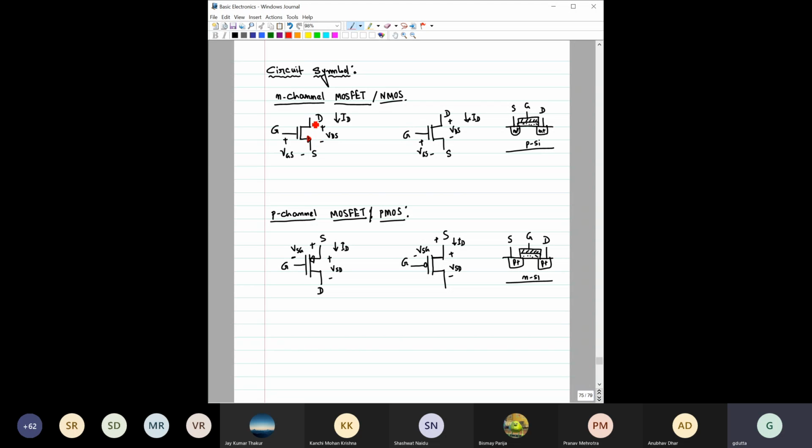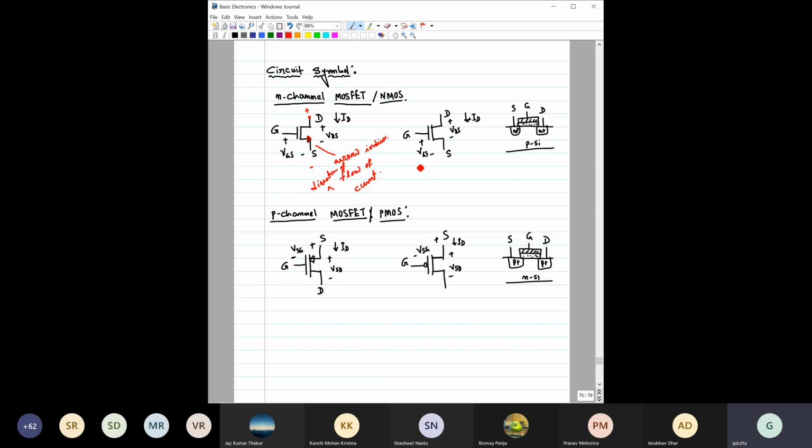So if this is the N channel, then obviously you have applied a positive voltage here and a negative voltage here, so the current will flow like this. So this arrow indicates the direction of flow of current.